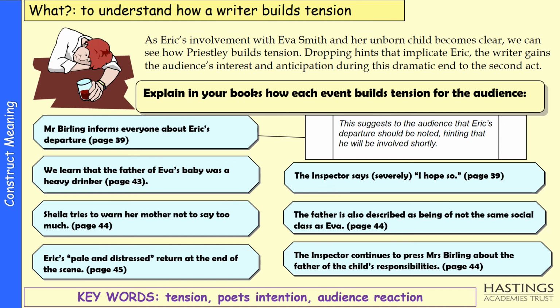For example, the first one, Mr. Burling informs everyone about Eric's departure. This is on page 39 of the PDF. This suggests to the audience that Eric's departure should be noted, hinting that he will be involved shortly. Have a look at the rest of these events and explain how each of them build tension for the audience.